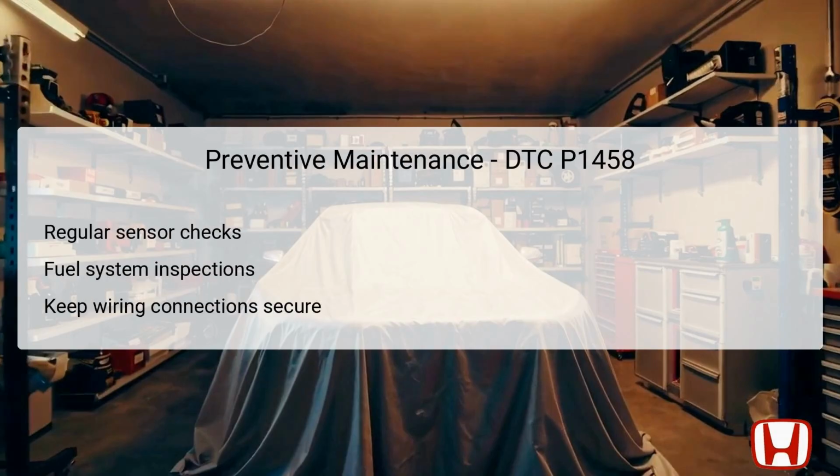Preventive maintenance is vital in avoiding issues like DTC P1458 in the future. Regular checks of the FTP sensor can ensure early detection of faults before they escalate into more significant problems. Additionally, conducting periodic inspections of the entire fuel system helps identify issues such as leaks or corrosion in wiring connections early on. Keeping all electrical connections secure and clean minimizes the risks of erratic behavior due to electrical disruptions.